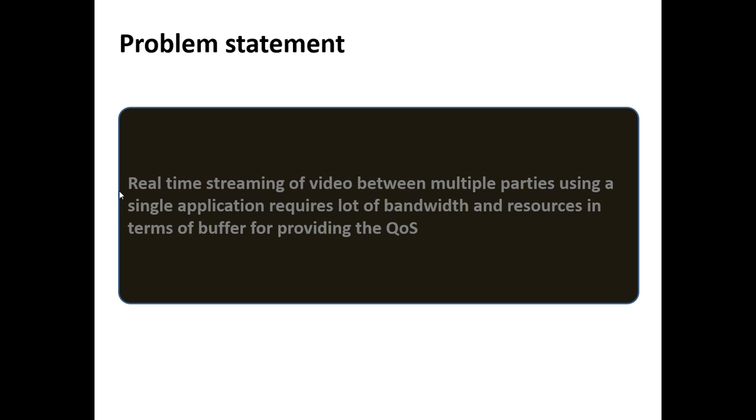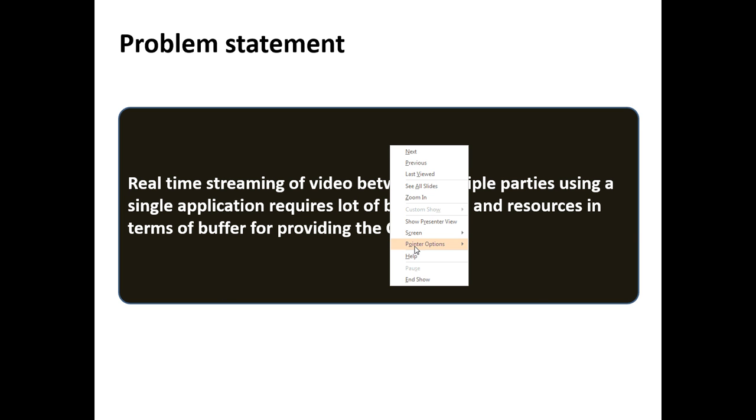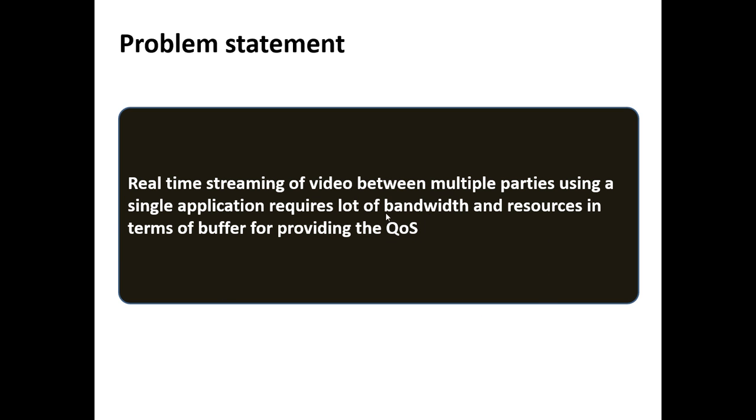The problem statement here is that online video requires a lot of bandwidth and resources. If you can clearly see here, the problem statement says we need a lot of bandwidth and resources for providing high quality of service. But this is not really suitable in case of real-time streaming.